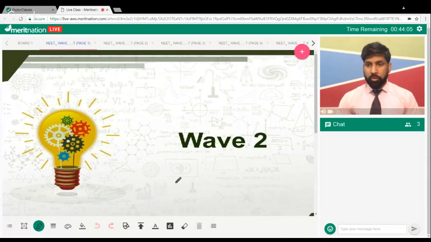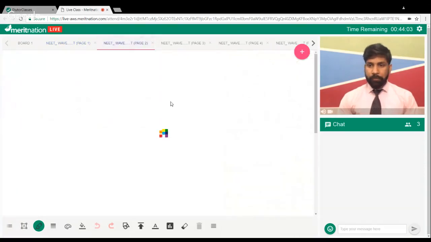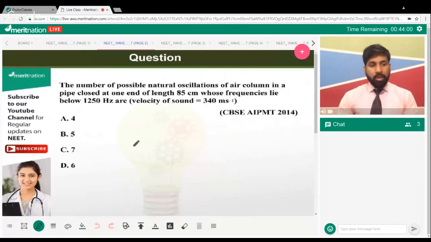So now we can start this session. You can see on your screen the first question. Hi Shreya. So guys, in the first question, you can see the number of possible natural oscillations of air column in a pipe closed at one end of length 85 centimeter, whose frequencies lie below 1250 hertz. So we need to calculate here the number of possible natural oscillations.